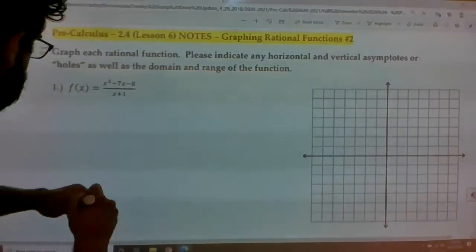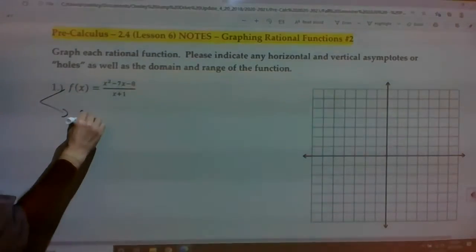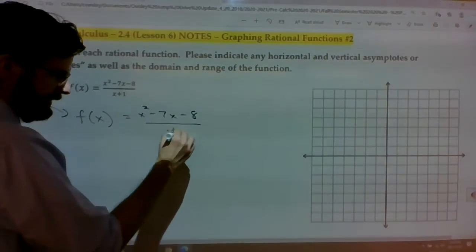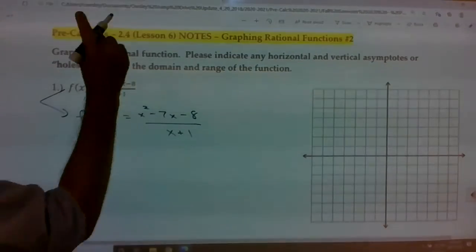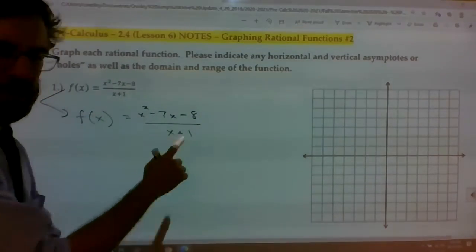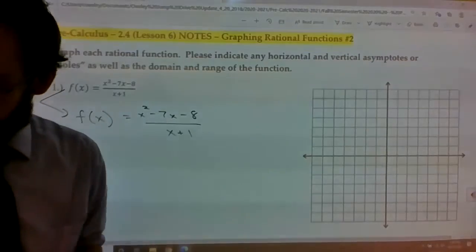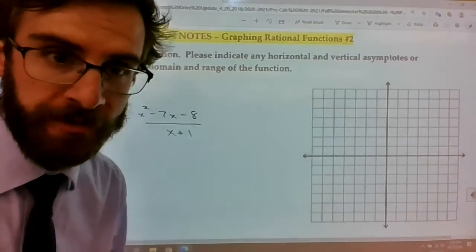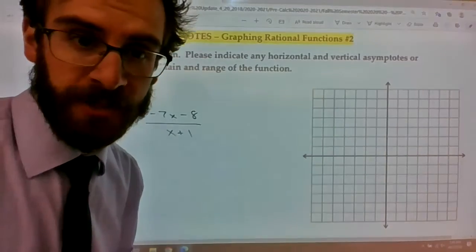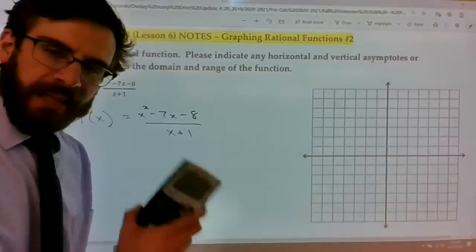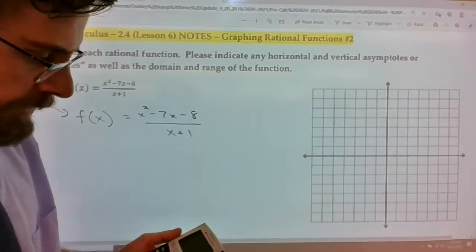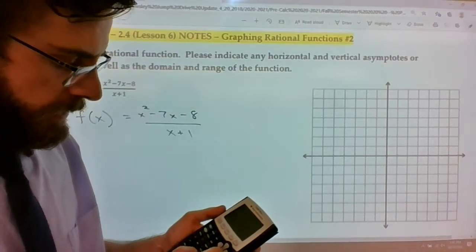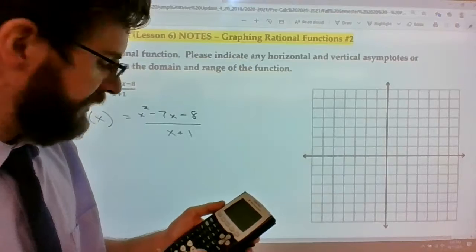So let's get started. On my first one, f of x equals x squared minus 7x minus 8 over x plus 1. If I were to try to just plot points, I'm just telling you that there's not going to be an asymptote in the place where it should be. Let's investigate by plugging everything into this calculator. The top part of the fraction should be x squared minus 7x minus 8, all of that divided by x plus 1.